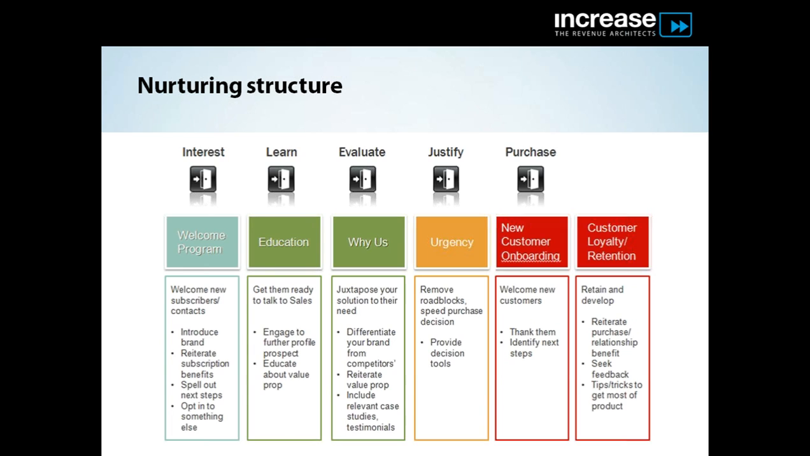If you're running a web shop, this structure will have to follow your client all the way to the purchase decision. And then when they've made a purchase decision, we have an onboarding program, welcoming new customers, identifying what the next steps are for them, talking about customer loyalty and retention, and maybe we seek some feedback to get some idea about how we could best sell more to them and keep them as a customer.